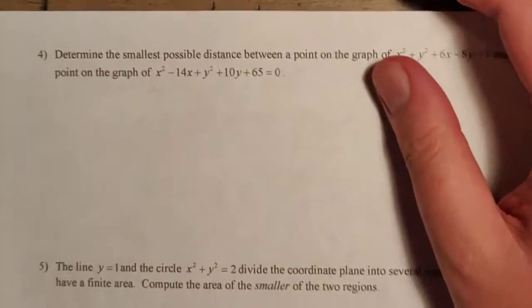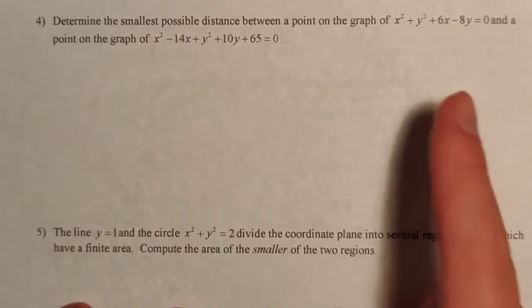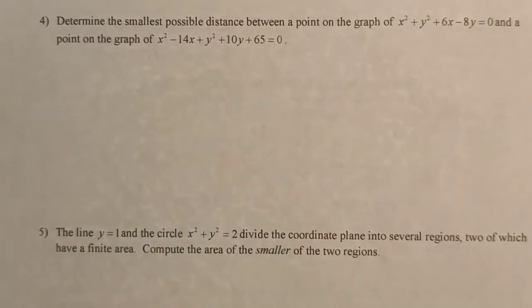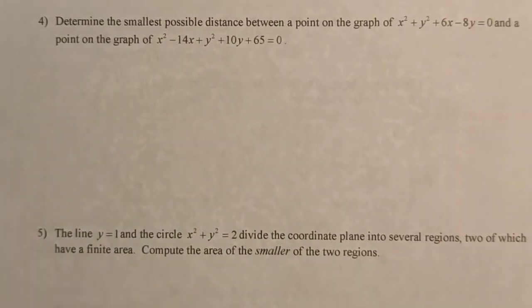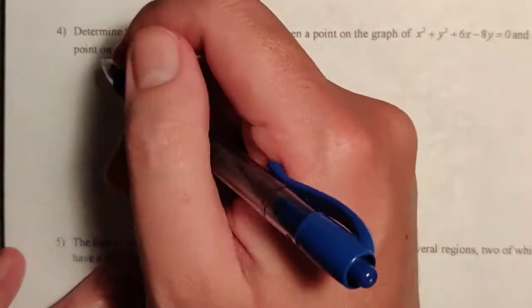Okay, number 4. Determine the smallest possible distance between a point in the graph of the first equation and a point in the graph of the second. Again, note that we were given these equations, so we're going to go ahead and complete the square and figure this out. So let's go ahead and do that.